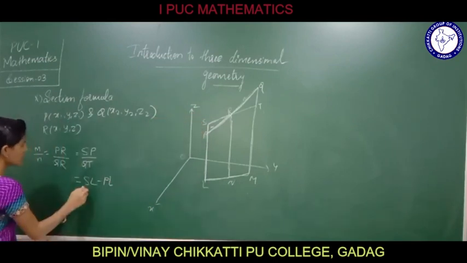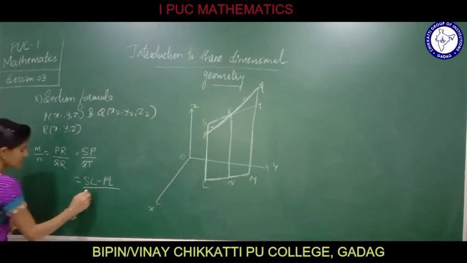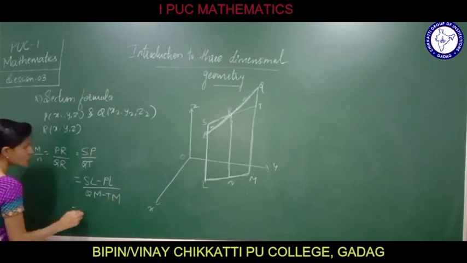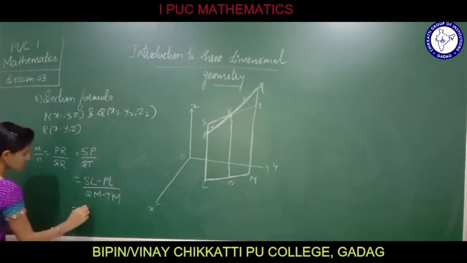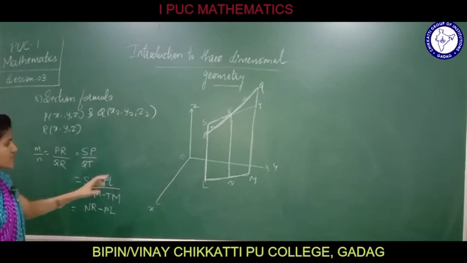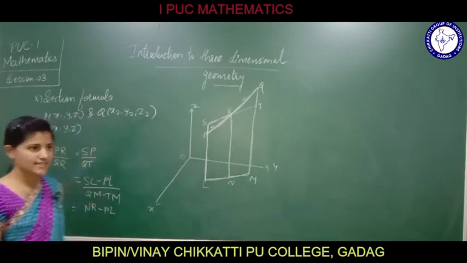The same way, how can I write QT? This QT can be written as QM minus TM. So this SL, how can I write this SL? It can be written as NR minus PL. What is this? SP can be written as NR. Why? Because it is a quadrilateral.